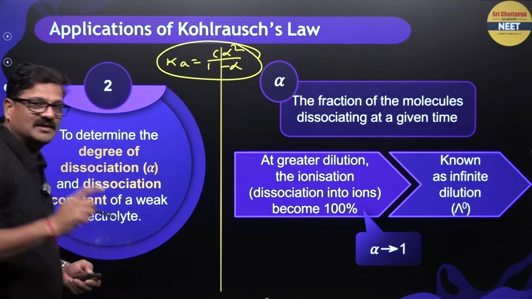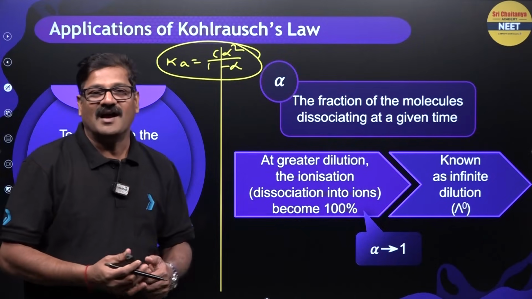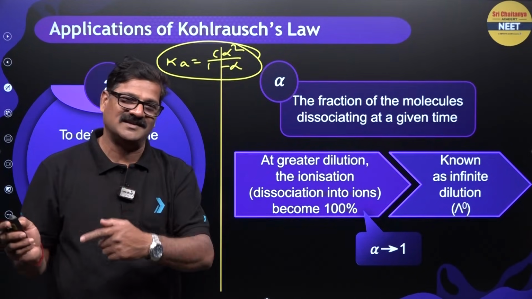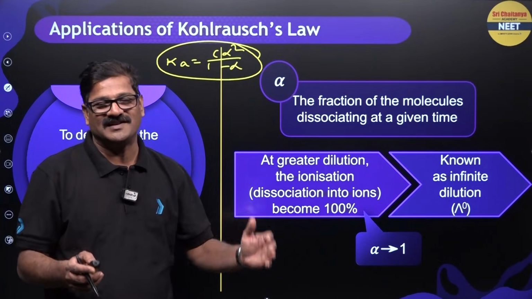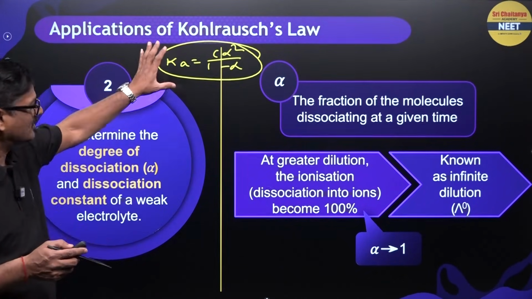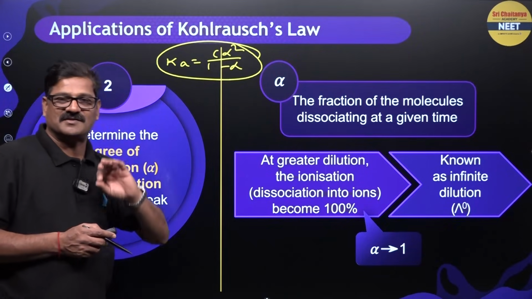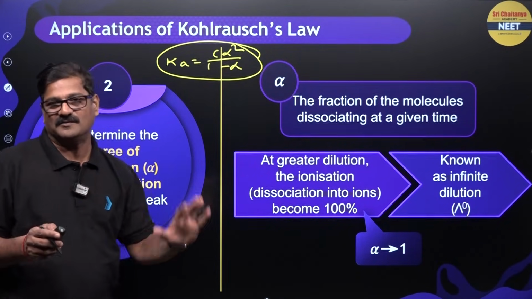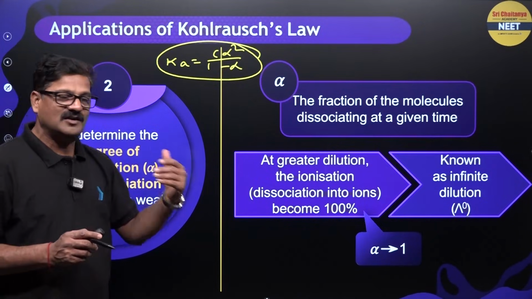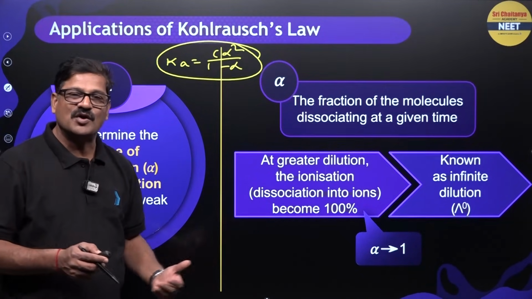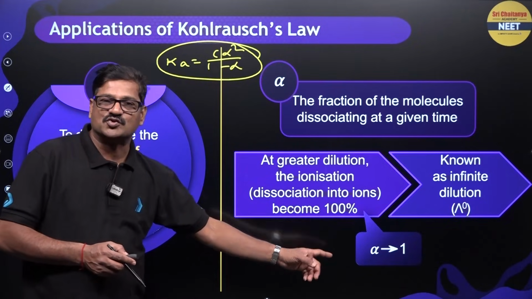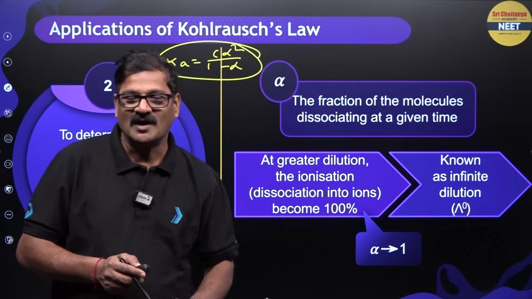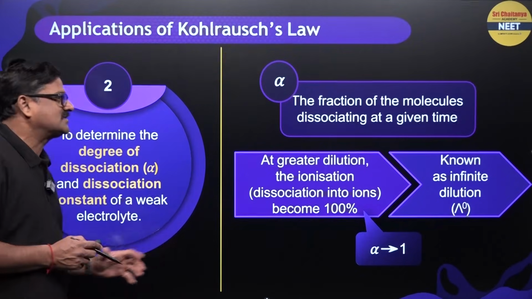You can recall something that happened in the ionic equilibrium. Ionic equilibrium sessions are also done, and if you have any doubts, just see in the channel. The previous lectures are there in the ionic equilibrium, how you got this. Alpha is the fraction of molecules that is ionized to the total number of molecules, and the greater the dilution, the more is the ionization. So alpha nearly tends to 1 at infinite dilution according to Ostwald's law.